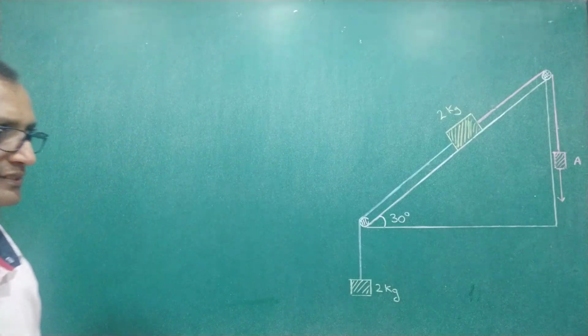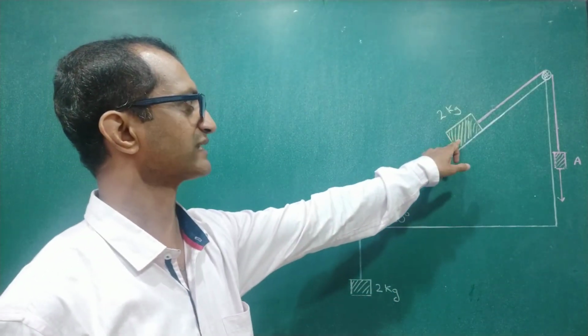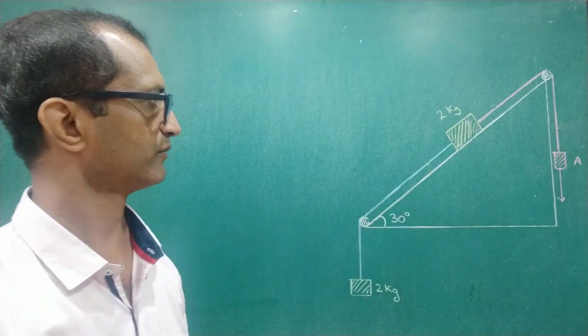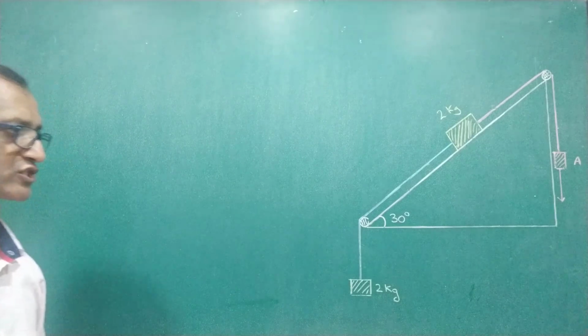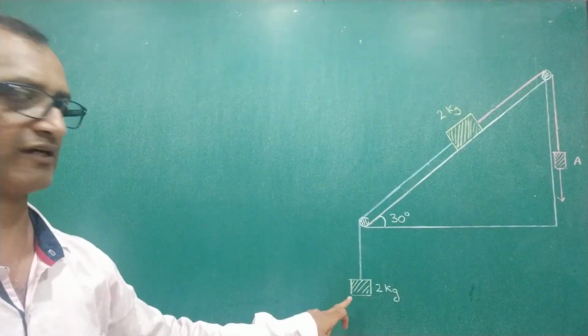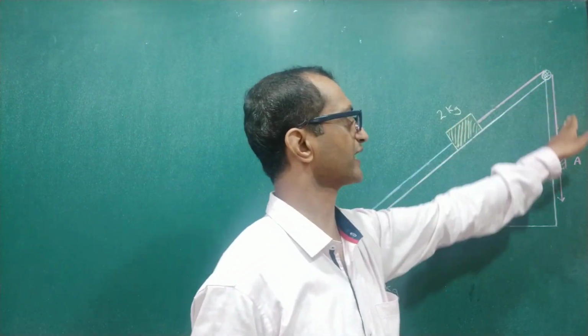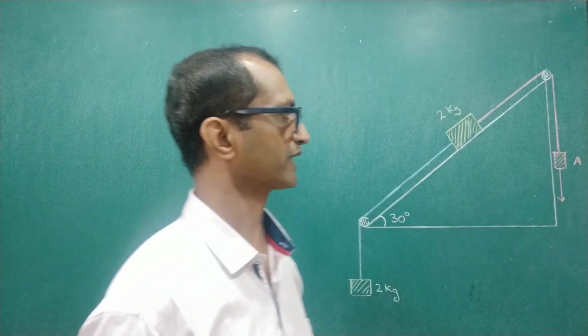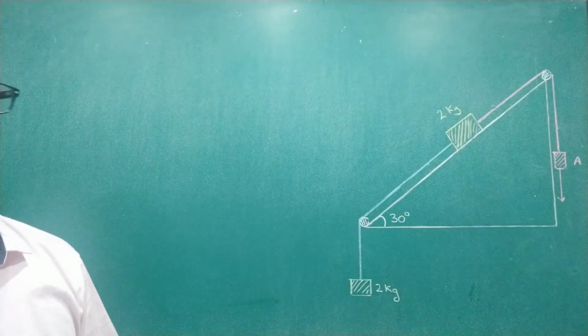As you can see in the diagram, I have a mass placed on an inclined plane whose value is 2 kg, which is attached to two strings. On one end of the string I have another mass of 2 kg, and on the other end it is attached to another string which is attached to another body of mass A, whose value we have to calculate.